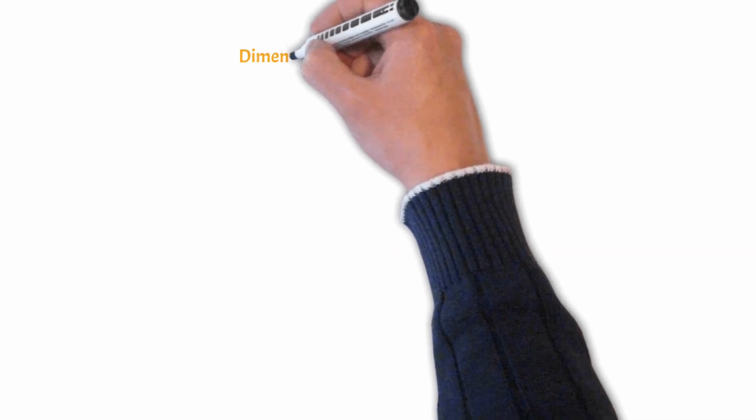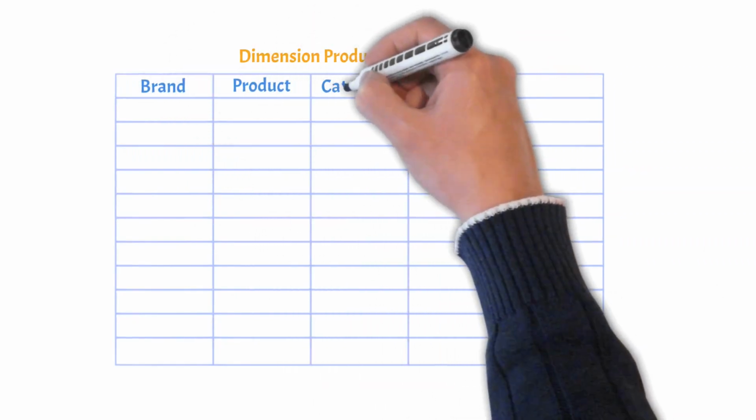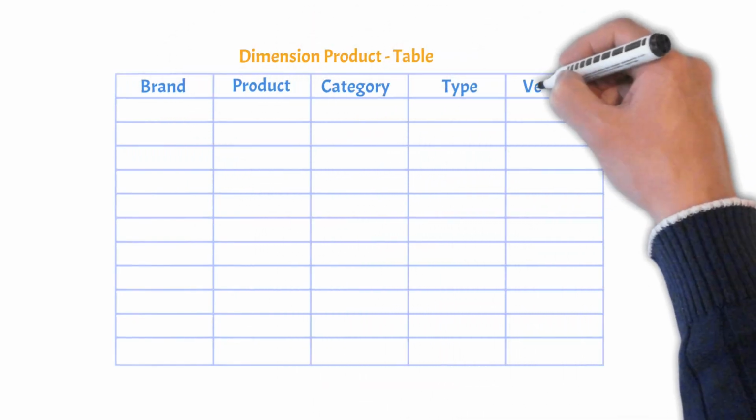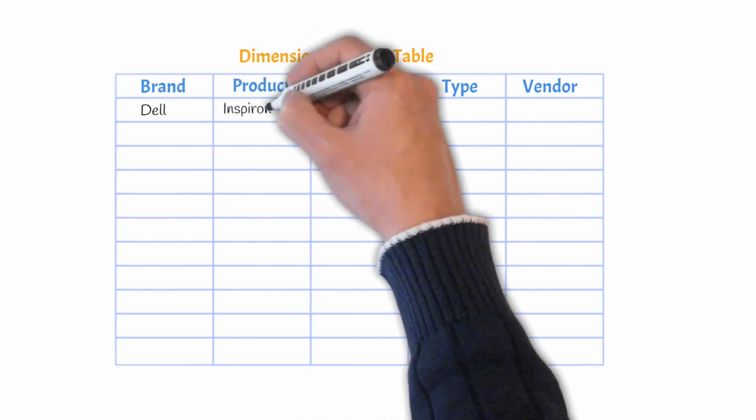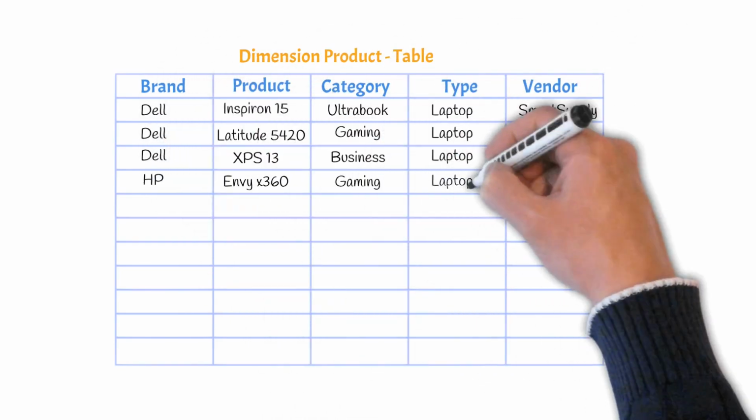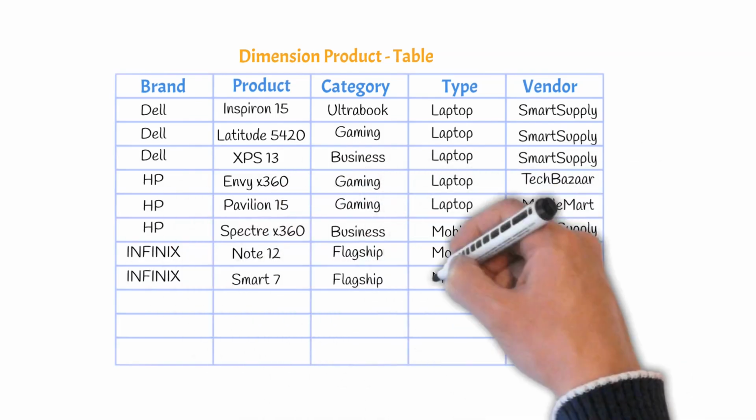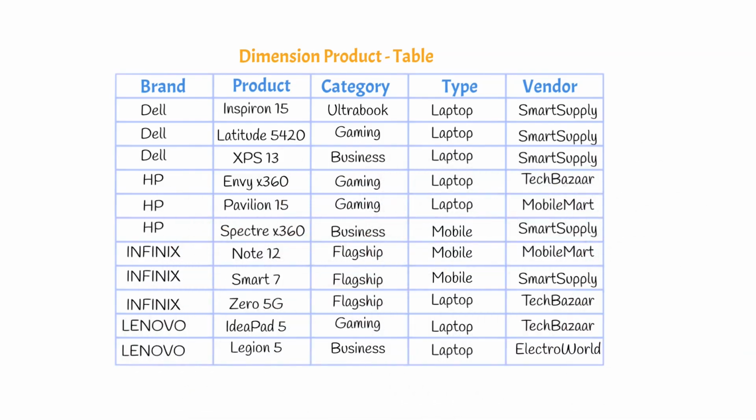Let's start with something we often see in real life. One big table that tries to hold everything. It has brands, product names, categories, types, and vendors all packed together. At first, it looks fine, but here's the catch. This setup quickly becomes messy.